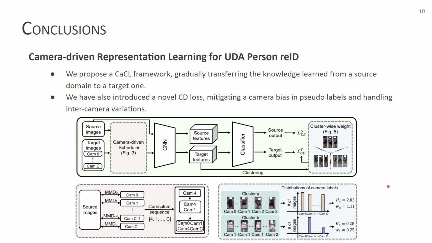We propose a CACL framework, gradually transferring the knowledge learned from a source domain to a target one. We have also introduced a novel CD loss, mitigating a camera bias in pseudo-labels and handling inter-camera variations.